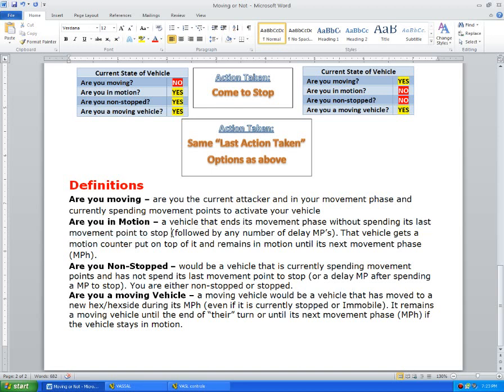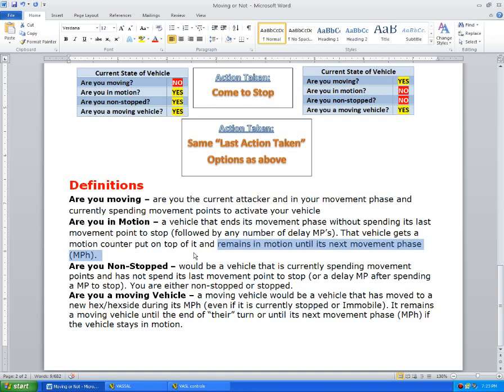As a note, that last movement point to stop can be followed by any number of delay movement points. The vehicle that doesn't spend any movement point to stop will get a motion counter put on top of it and will remain in motion until its next movement phase, unless something comes along and destroys it or causes it to stop moving.